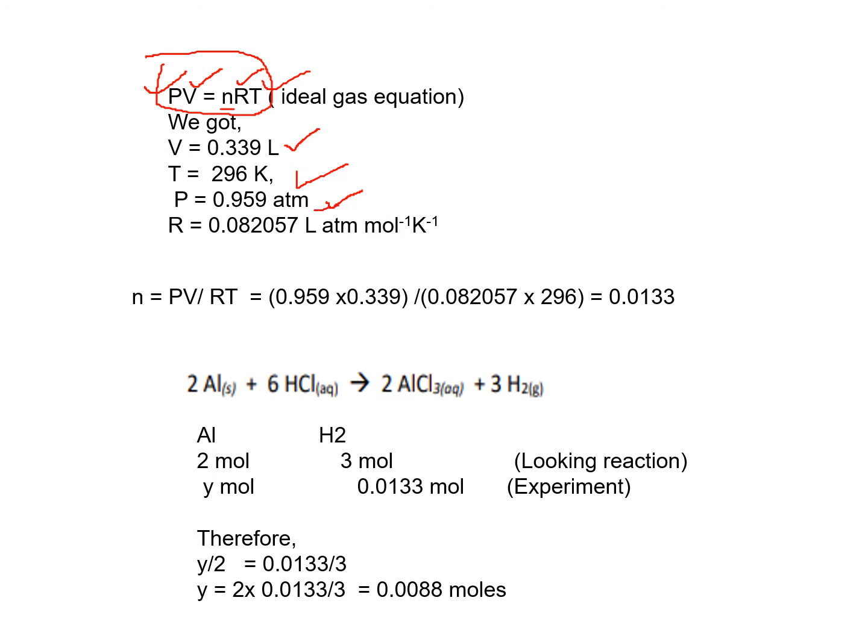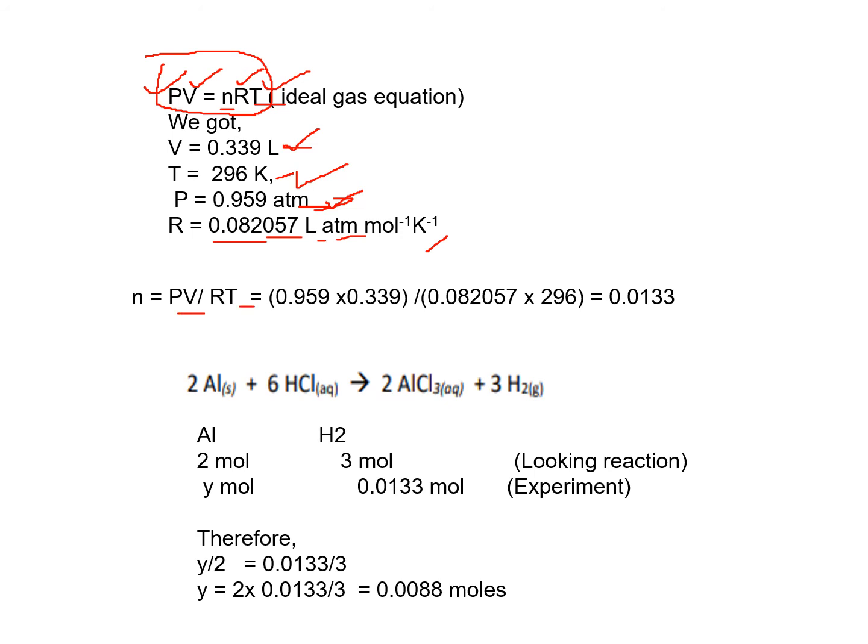This pressure is the hydrogen pressure, and the gas constant R is 0.082057 liter atmosphere per mole per Kelvin. So this is liter, this is liter here, this is atm, and this is atm, and this is Kelvin, and this is Kelvin. So all units are matched here. So you can simply rearrange this equation: n equals PV by RT.